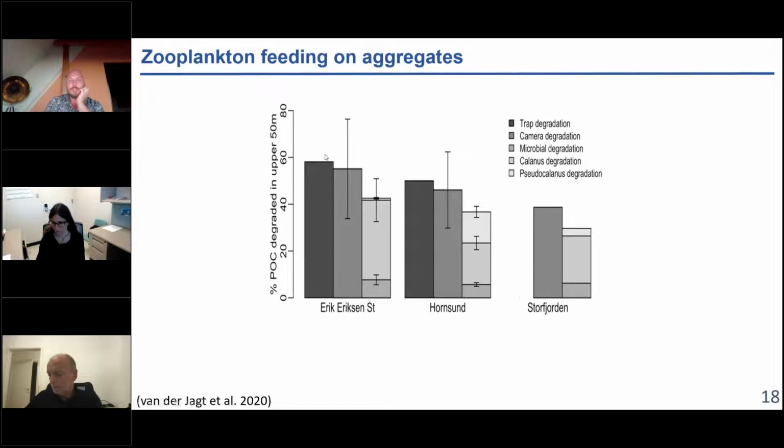So what we found was we used sediment traps between different depths in the water column, looking at the actual flux, and then we calculated the attenuation, or the POC degradation, from the sediment traps. We did the same with the cameras. And then we did the same for the zooplankton. So the colors are not great, but you can see the light one up here was one copepod called Pseudocalanus. The one that is a bit darker is one copepod group called Calanus. And then we have the microbial degradation. So this is looking at two copepods and microbial degradation in the Arctic.